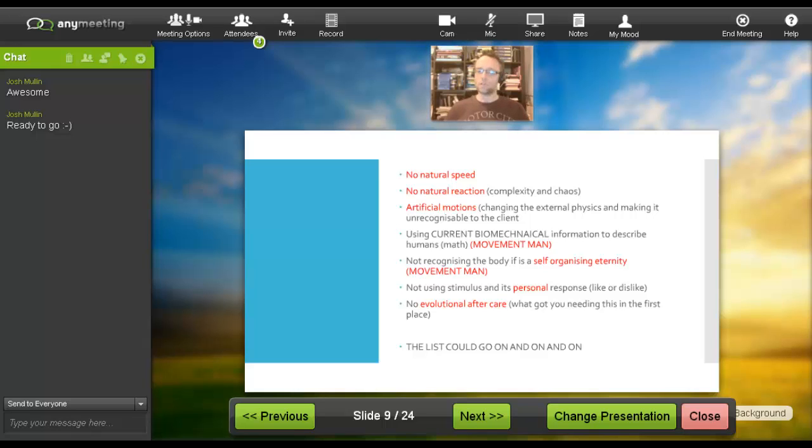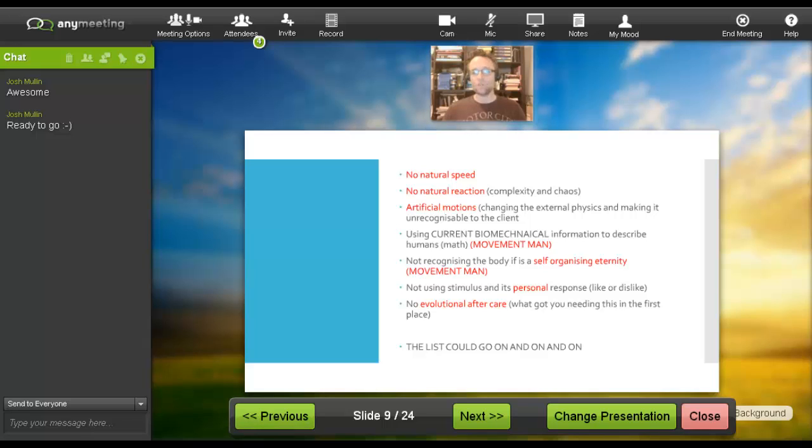Like I said before, using common biomechanical information has a slight problem because in mechanical analysis, they're trying to find a number built on a linear motion. We're not recognizing that the body is self-organizing. It's this self-organizing state that we must analyze before we make our client successful. We're not using a stimulus in our analysis.